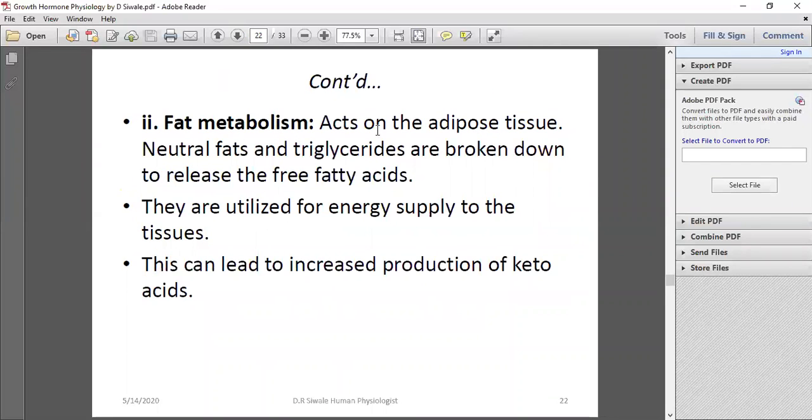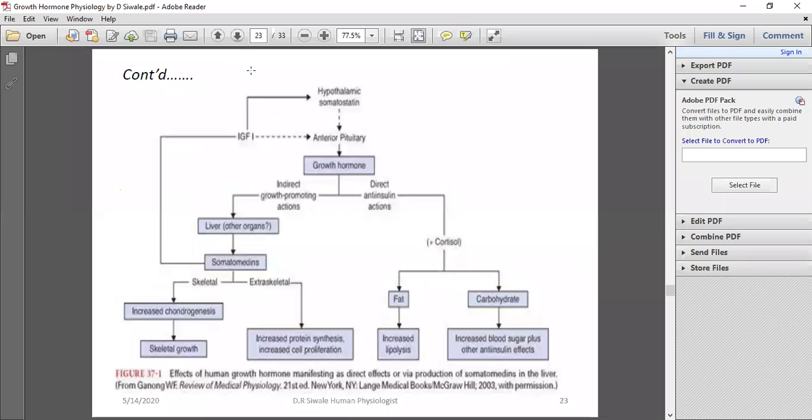On fat metabolism, it acts on the adipose tissue. Neutral fats and triglycerides are broken down to release free fatty acids. Okay, so these are just anti-insulin actions. So these are the actions of growth hormone: indirect effects causing growth, and the direct effect, which is anti-insulin. So these are summarized in the form of a diagram.